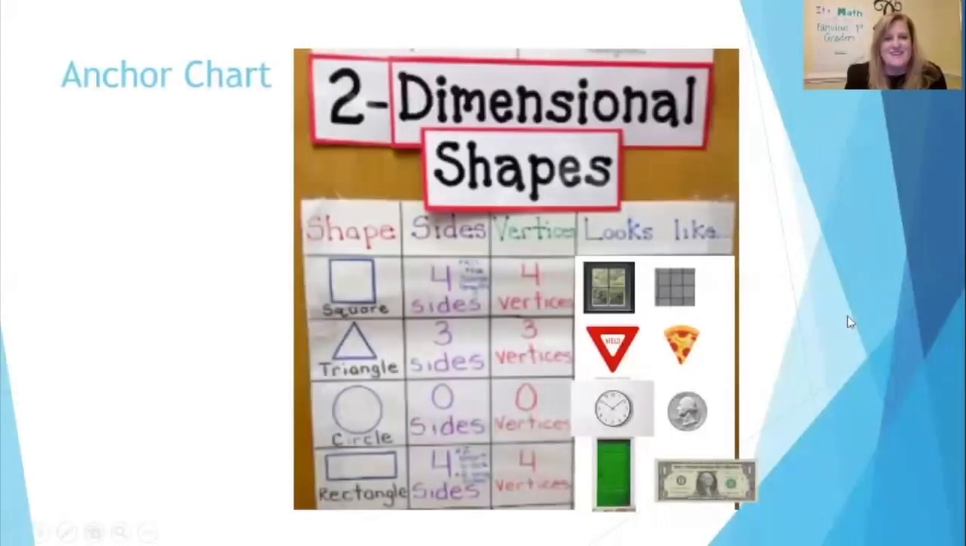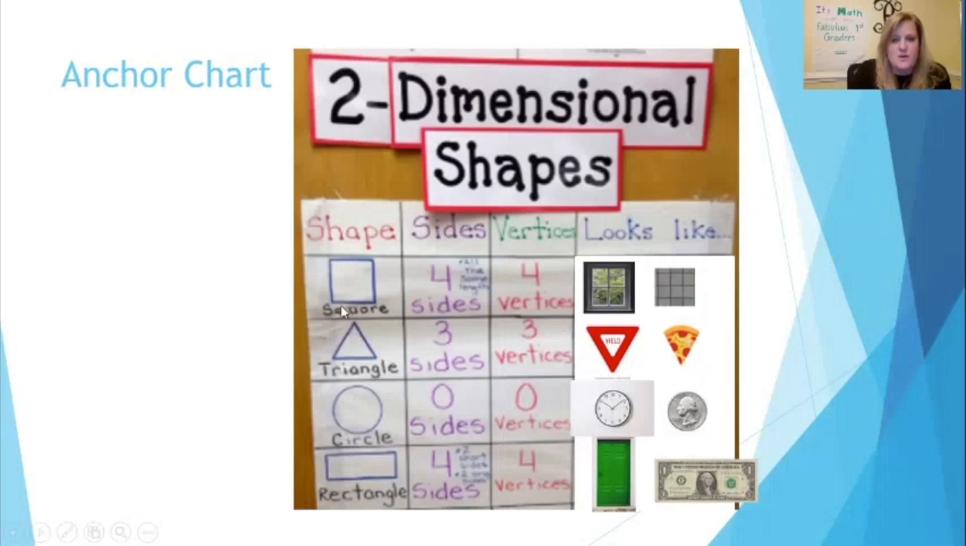Welcome back. Let's look at our anchor chart together. We talked about two-dimensional shapes, which is another way to say flat shapes. The shapes that we've been focusing on are the square, the triangle, the circle, and the rectangle.